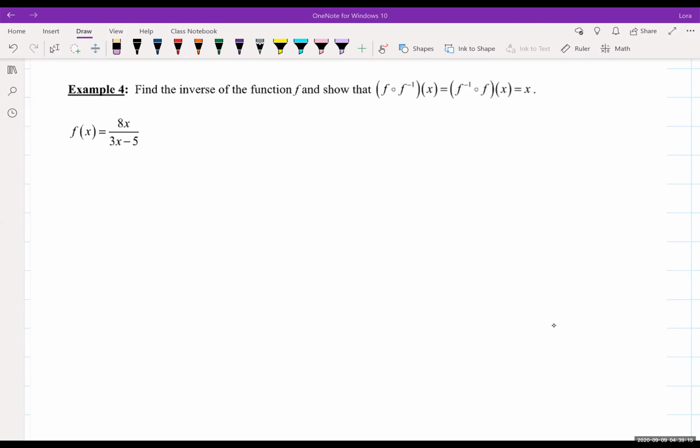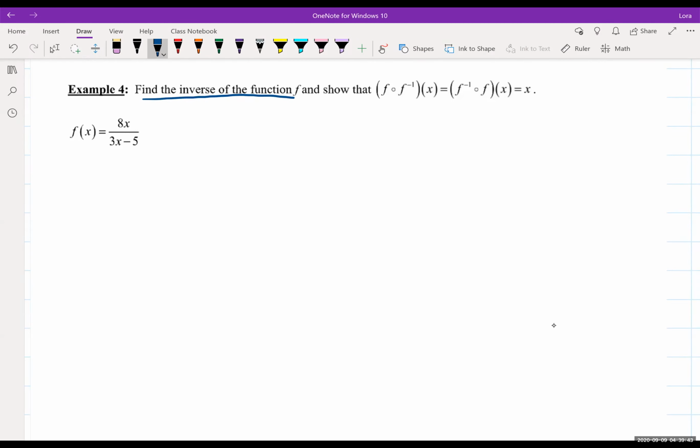So with this example, I'd like to demonstrate some of the algebra that you could run into, along with knowing how to prove if two functions are in fact inverses of each other. So the first part of the directions are asking us to find the inverse of the function f. So we see that below, f of x equals 8x over 3x minus 5. So we'll go through that process first.